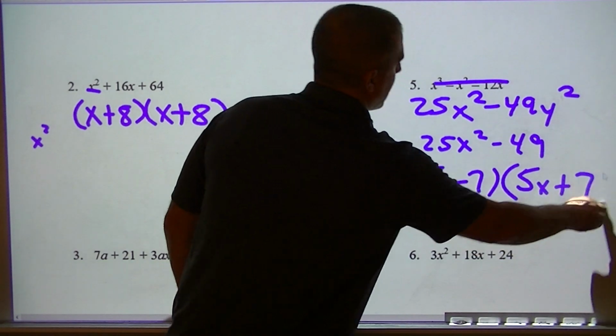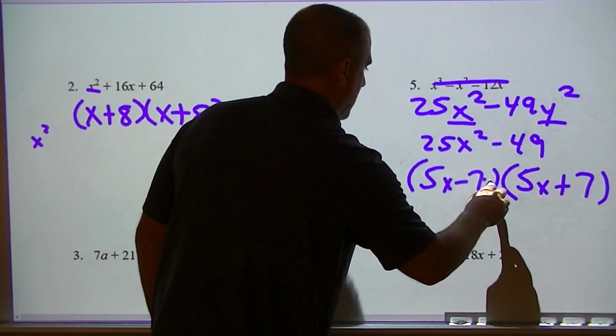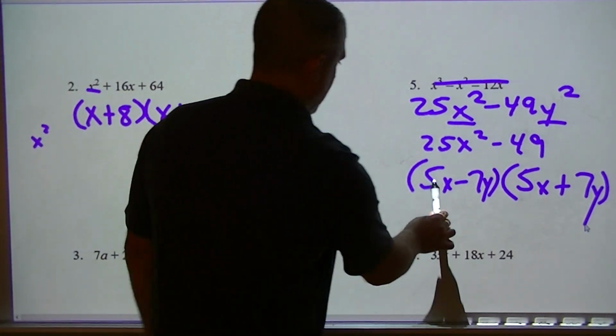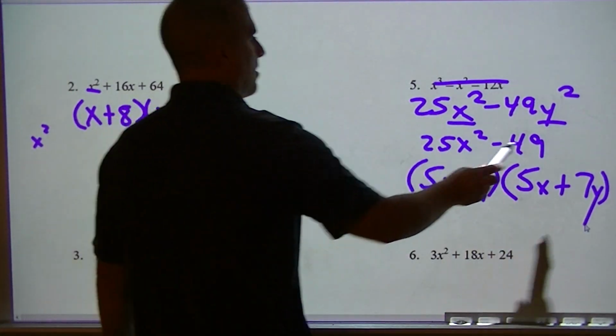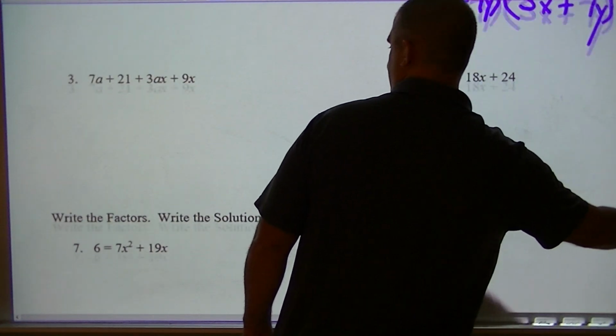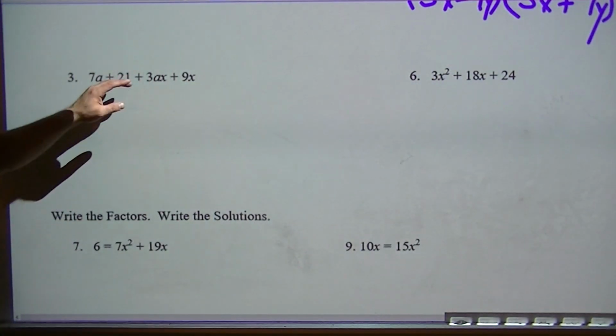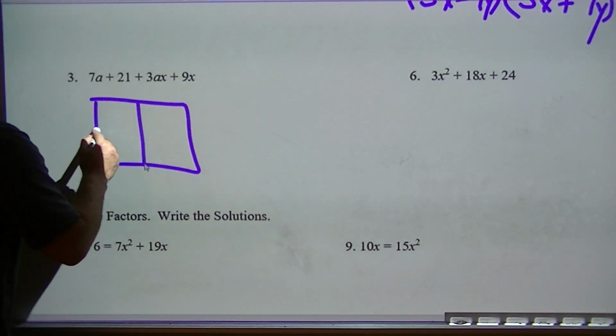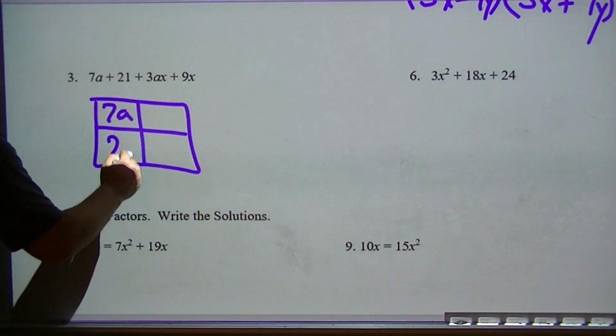Now, since I have both x squared and y squared, I'm going to make sure I put a y in there to finish that off. And once again, 5x times 5x gives me 25x squared, so I am good. All right, so this one is a special one where there's going to be 4. I'm going to fill this in.